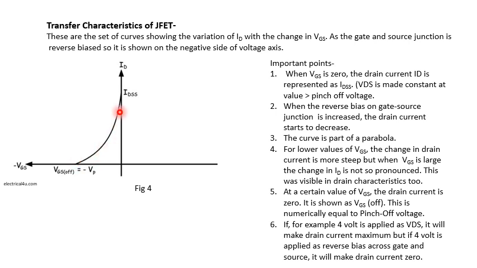This is due to the fact that the curve is a part of a parabola. Had it been a straight line, then for every step variation in the gate and source voltage, the variation in the drain current would have been the same. But since it is part of a parabola, for lower values of VGS, with the increase in reverse bias, the decrease in drain current is more prominent, and at higher values, the decrease in drain current becomes less prominent.